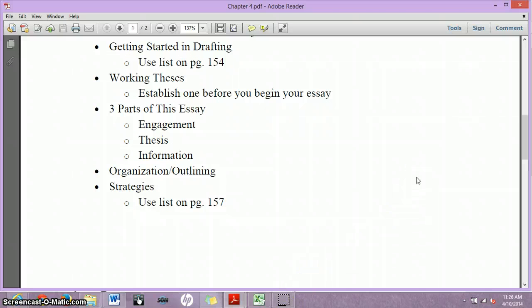Page 154 has a really good list on how to get started on your essay. So I really suggest that you take a look at that list, answer some of those questions either on paper as a form of pre-writing, or at least have some good answers in your head, but use that as you start drafting. Also, on page 155, it suggests that you create a working thesis. Well, what is a working thesis? A working thesis is a thesis that is able to morph and adapt as you write. So, for example, say you start with a thesis statement at the beginning of your drafting process.